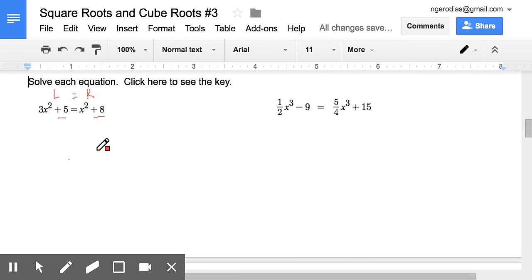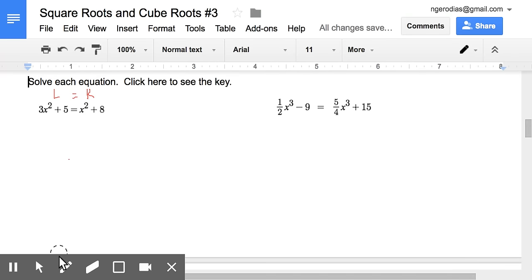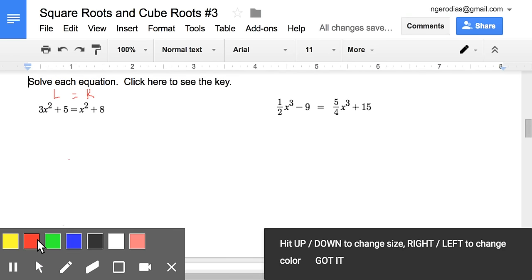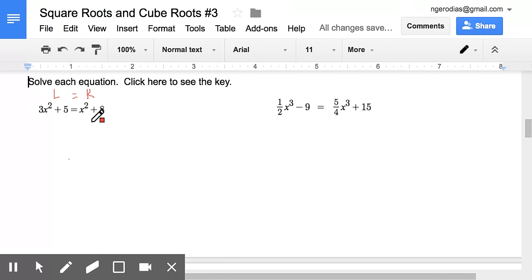These are the constant terms, positive 5 and positive 8. So we want the x squared to be separated from them. So in order to solve this, we can start with taking away x squared from both sides, because I don't want to see an x squared on the right side, because I want it to be separated from 8. So I'll take away x squared from the right, and I'll have to take away the same thing from the left. So minus x squared from the left and minus x squared from the right.